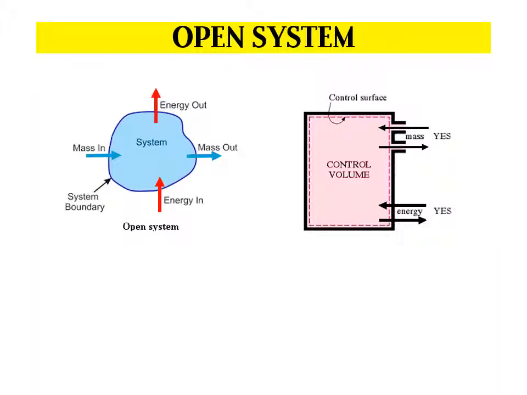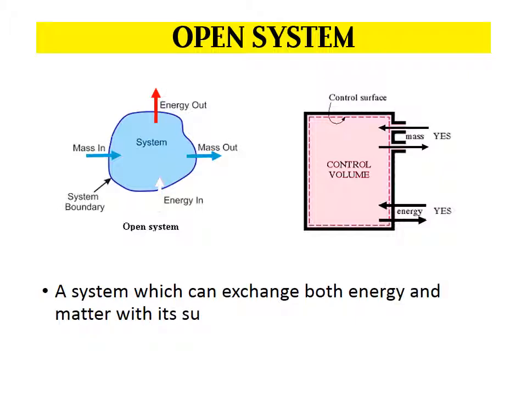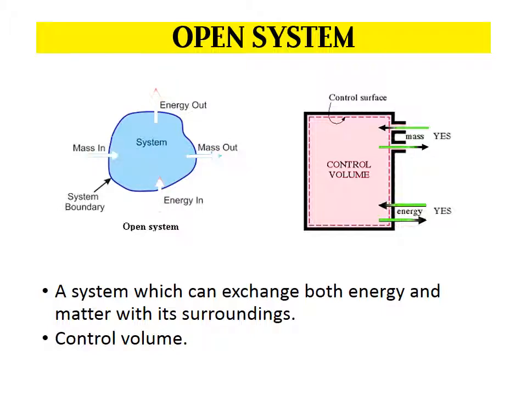So what is an open system? An open system is a system which can exchange both energy and matter with its surroundings. It is also known as control volume. In this example, energy can enter the system through work done on the piston, work done by the piston, or by heat being transferred into the system, or by heat being transferred out of the system. As for the mass flow, mass can enter the system and can exit the system.